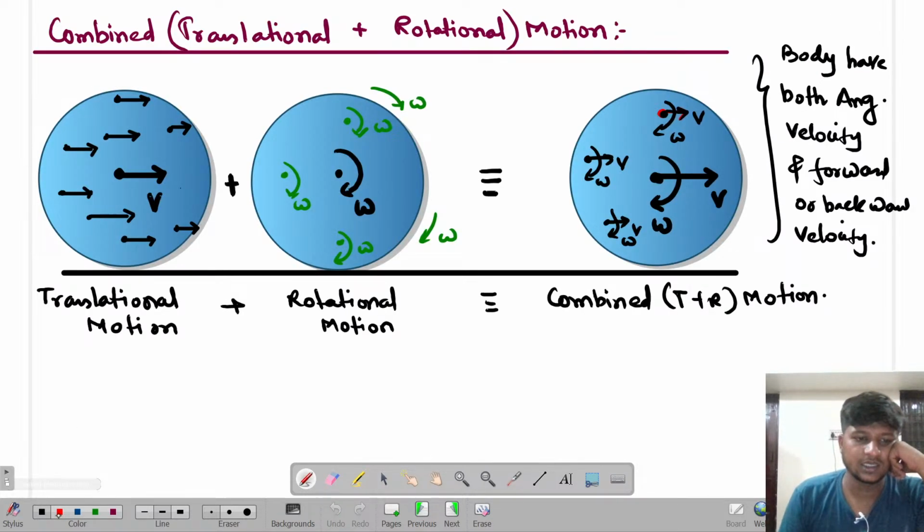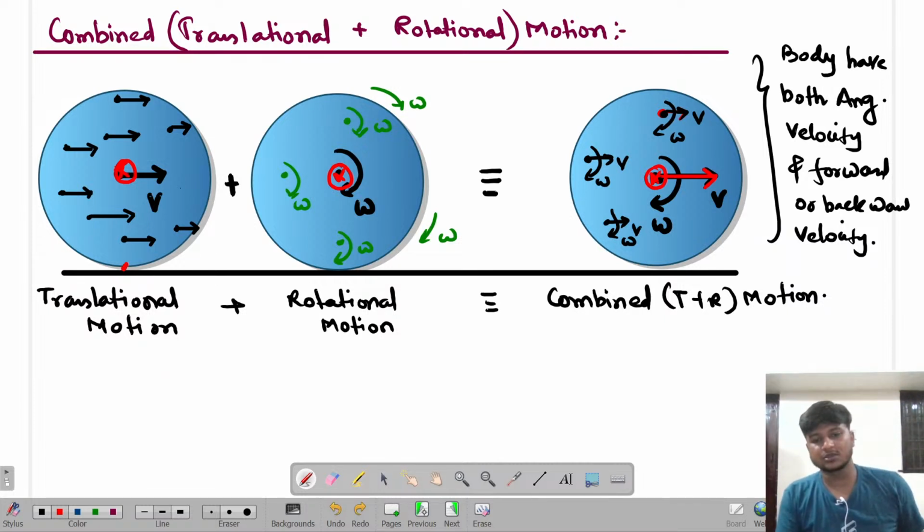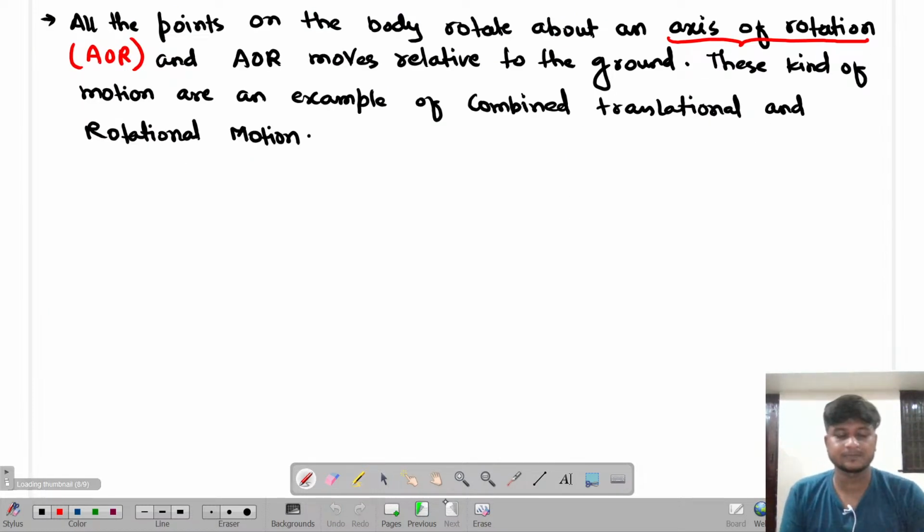Look over here. Like here, this is my axis of rotation or not? So all the particles are rotating with respect to the axis of rotation. Yes or no? But that axis of rotation with respect to the ground is moving this way or not? Yes. So the axis is rotating also, and with respect to the ground, the axis is moving also. So this axis of rotation is performing two things, rotating plus translating, and then we call it combined translational plus rotational motion. Are you able to get me or not?